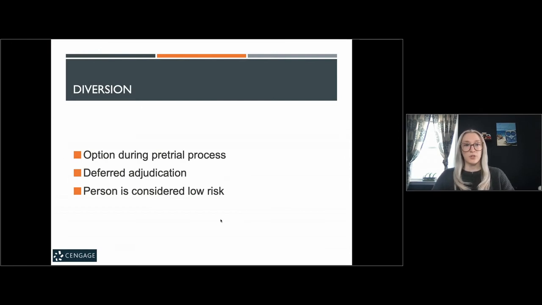So let's look at diversion. That was one of the options we talked about earlier. This is an option during the pretrial process. It's essentially a deferred adjudication. So the offender is not going to be adjudicated on those charges or found guilty. Typically, it's offered to your low-risk offenders.